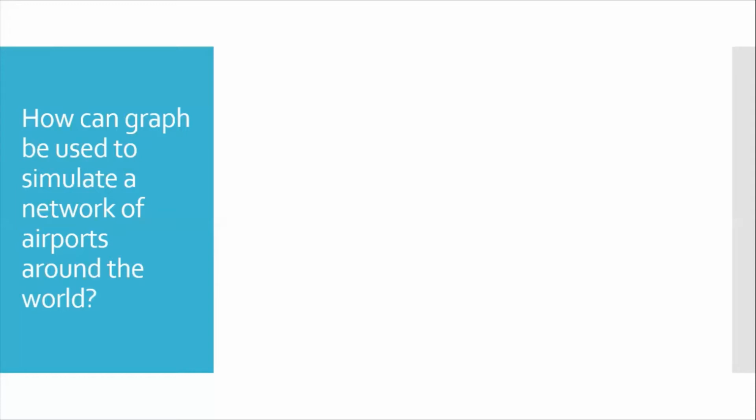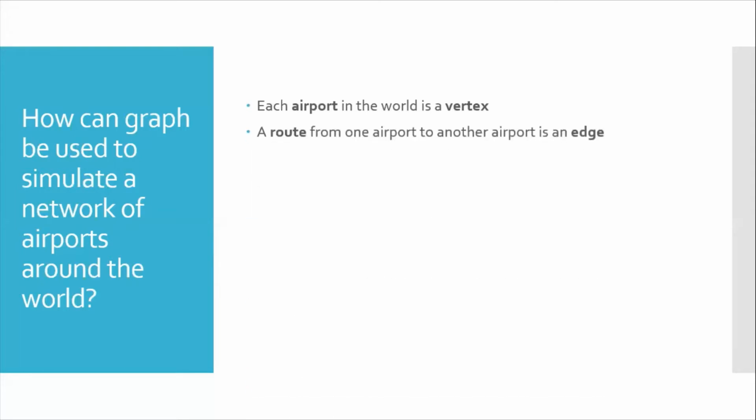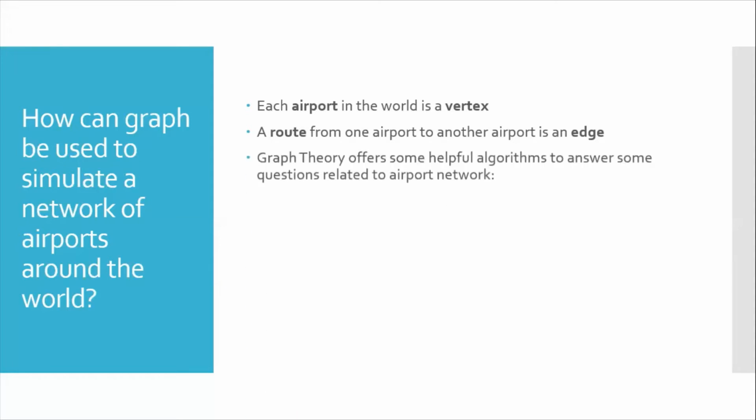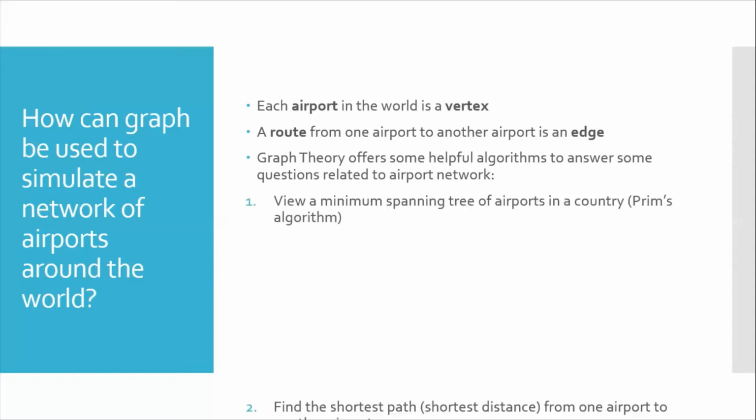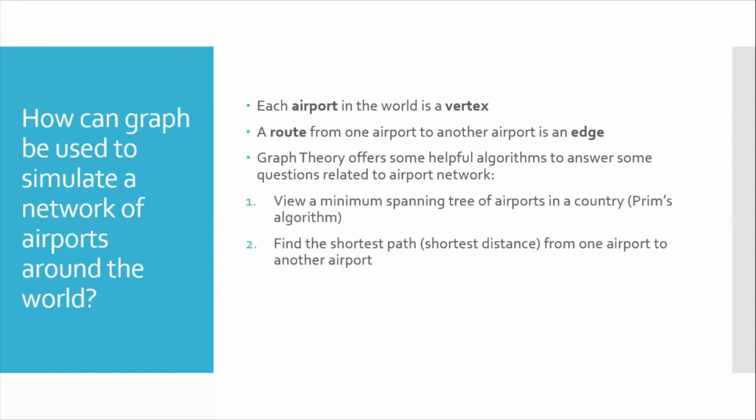The route, the flight that has the least distance is going to lead to the least amount of time to travel. So how can a graph be used to simulate a network of airports? Each airport in the world is a vertex. A route from one airport to another airport is an edge. And graph theory can be used to answer some questions related to the airport network, such as the one I just mentioned.